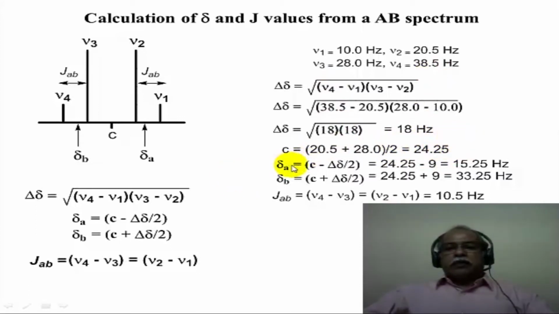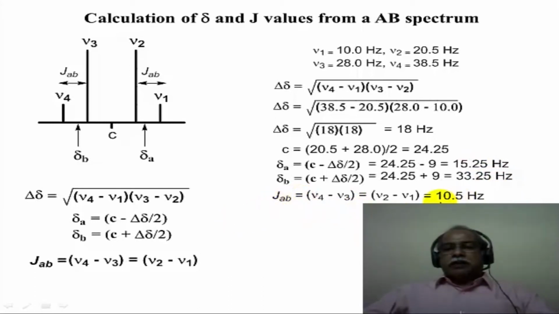Therefore, delta A would be C minus delta delta divided by 2, which is 24.25 minus 9, which is 15.25 Hz. Delta B would correspond to C plus delta delta divided by 2, which is 24.25 plus 9, which is 33.25 Hz. So delta A and delta B are extracted from this information in terms of Hz. Now, if you divide by the spectrometer frequency, one obtains the corresponding values in parts per million.